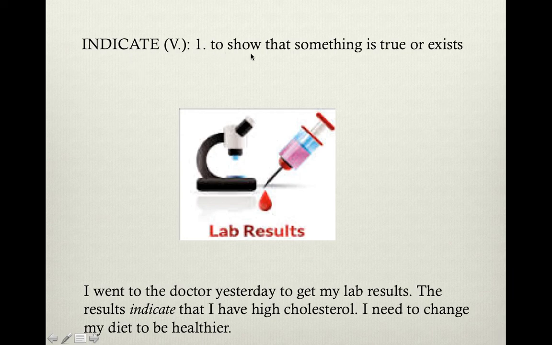First definition means to show that something is true or exists. And how do you know this is a verb? Because the infinitive to is followed by, like in this case, an action verb. To show that something is true or exists. To demonstrate, to show, to prove that something is true. In our example, I went to the doctor yesterday to get my lab results. The results indicate that I have high cholesterol. I need to change my diet to be healthier.